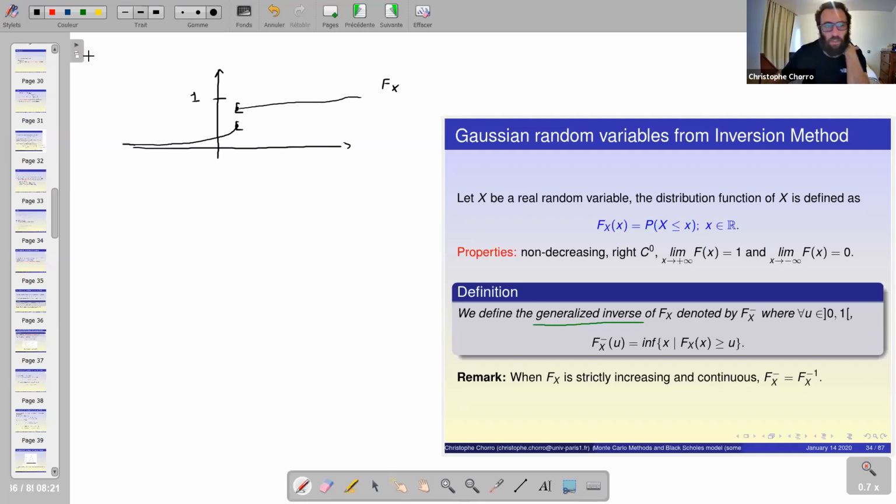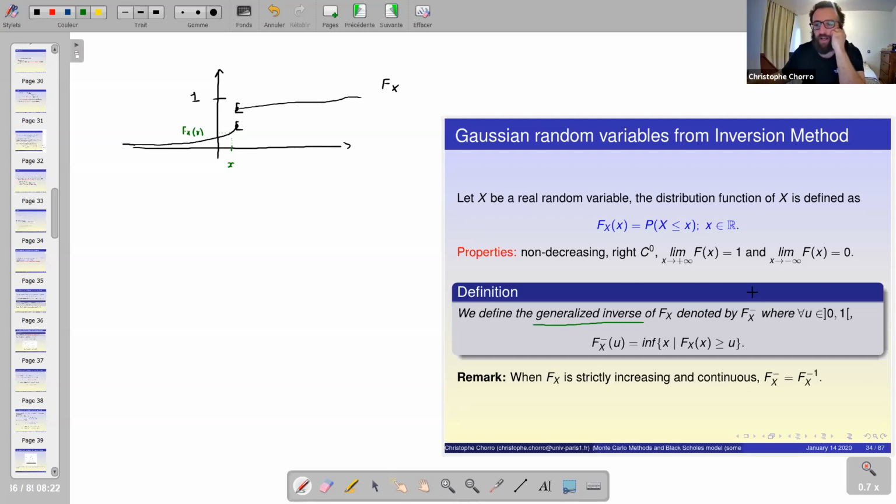So if I take a point x here, you have F capital X of small x, the value of the distribution function, and you may have a jump here. A jump tells you that at the point where you have a jump, the probability to take the value of this point is non-zero. So it's not a distribution function related to a continuous random variable.